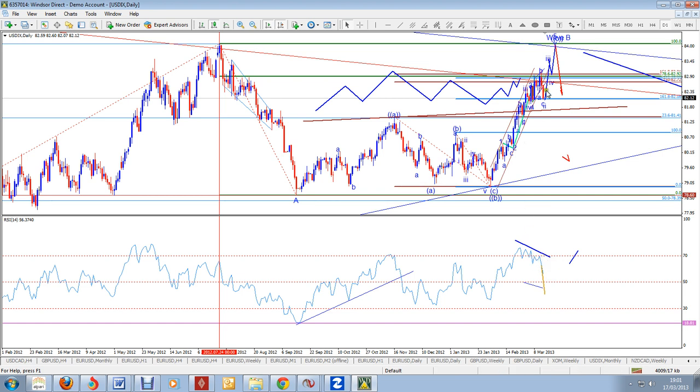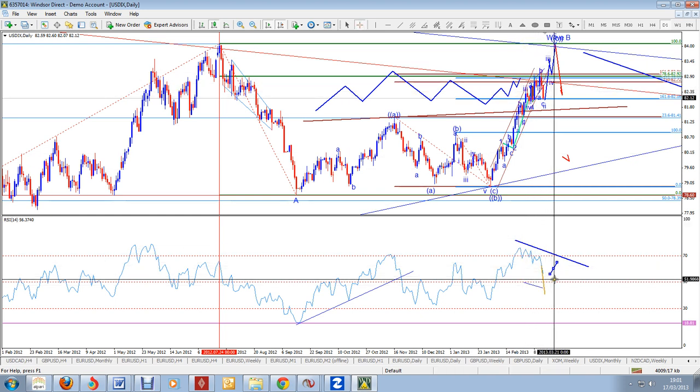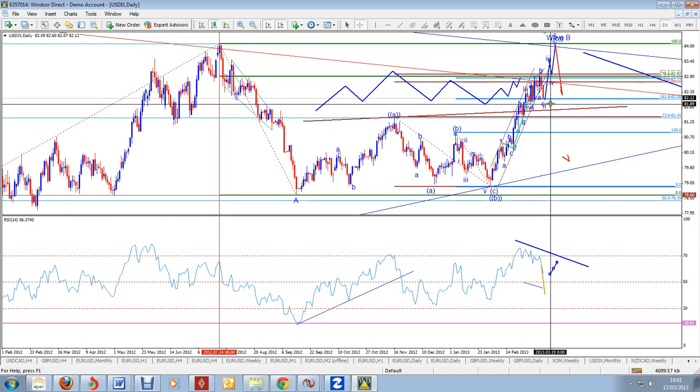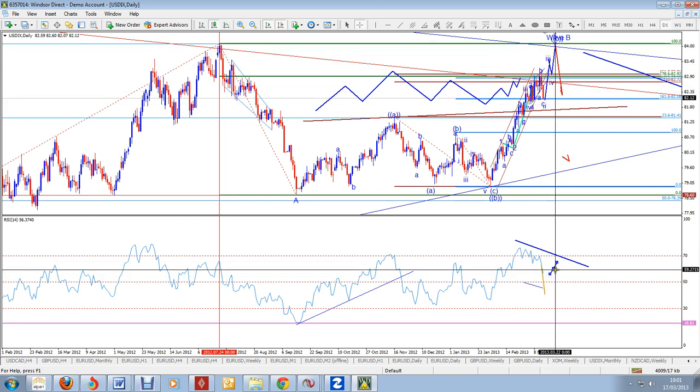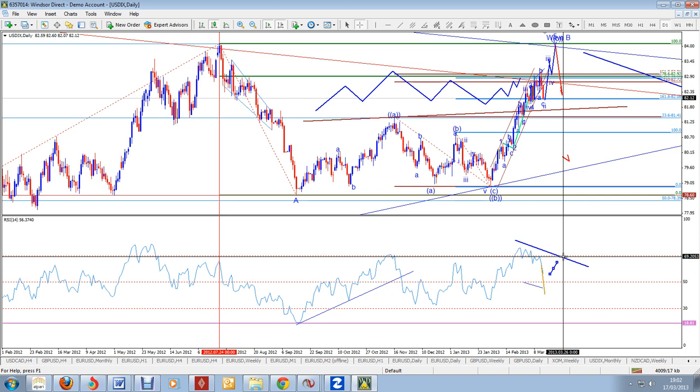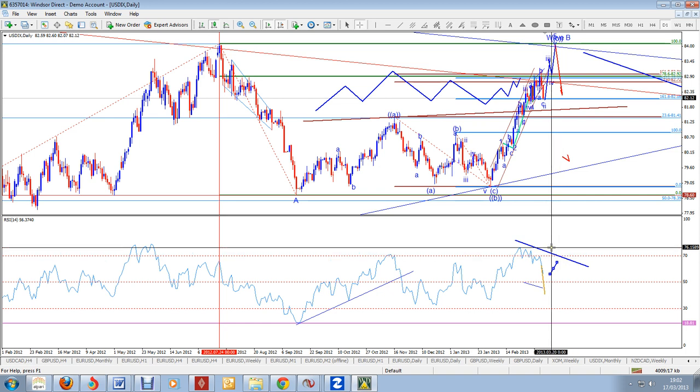Now that correction, as I suggest, could be sideways with another push higher, but if we do that, we will in fact finish up like so. We will finish up with a larger divergence. So not only divergence whilst the price is grinding higher, we will have a low here and then we'll have another high, and the RSI will definitely not keep up with it. So we'll get a secondary divergence, and that would indicate that there is actually a final top in place.